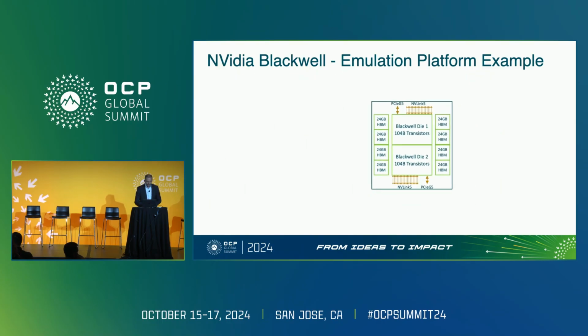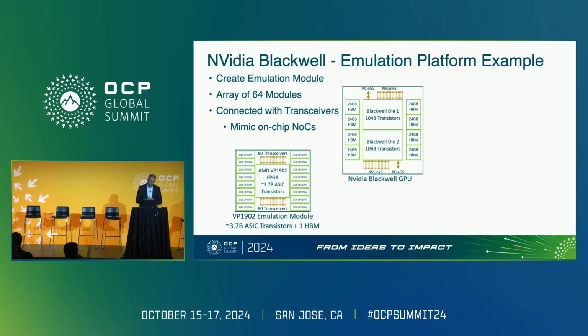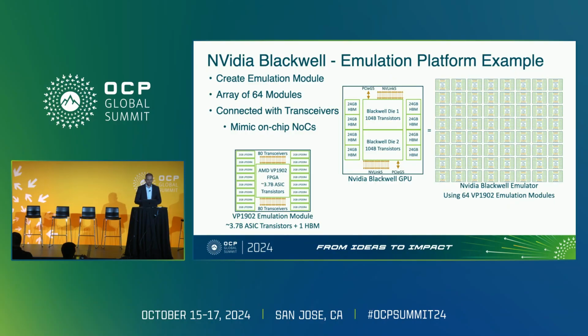So if we look at that now, there's a block diagram in the bottom left-hand corner of what I just said: the VP1902 with its 160 transceivers and its 16 LPDDR4 memories that can emulate a single HBM stack. We could put an array of 64 of these together, as an example an 8x8 array, and that would be equivalent to one of those Blackwell packaged parts. So hopefully this gives you an idea of how you would construct this.